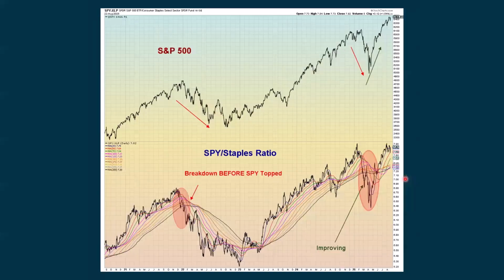Then a Staples to S&P ratio. Actually, it's a S&P to Staples ratio. This is holding up fairly well. It was starting to come down. We were coming into the rainbow, but then Friday happened and we went back up with this ratio. So this is still holding up for the time being.